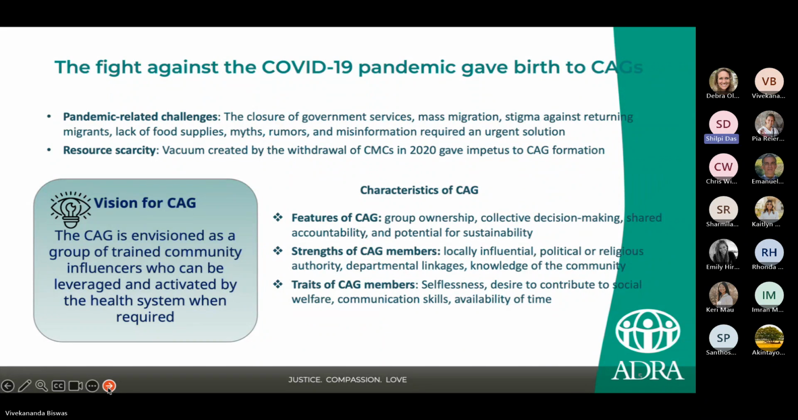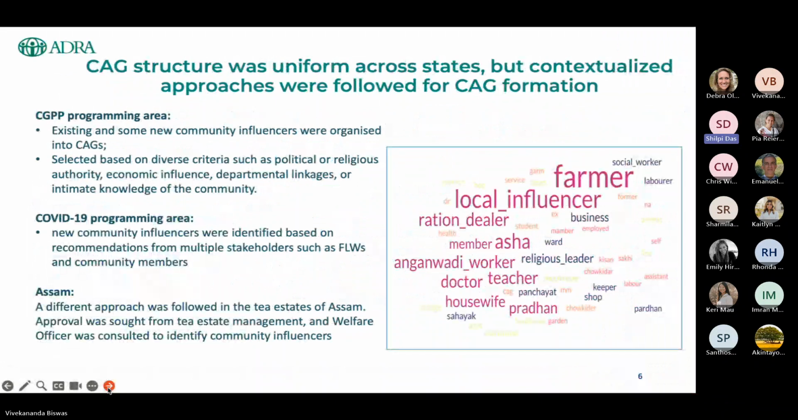And some of the traits, not everyone could be an influencer or everyone could be a CAG member, but there had to be some traits. One of the very important traits was selflessness, the desire to contribute to social welfare. When someone is working without any money, without any opportunity, there is the selflessness, the desire to contribute to the social welfare. Communication skills was something they had most of the time, and availability of time also. Like maybe someone has a desire, but they were not available. If they were migrant, it was difficult for them to give the time. So availability of time was also one of the characteristics of the CAG member.